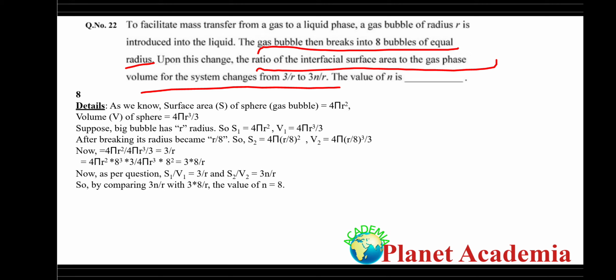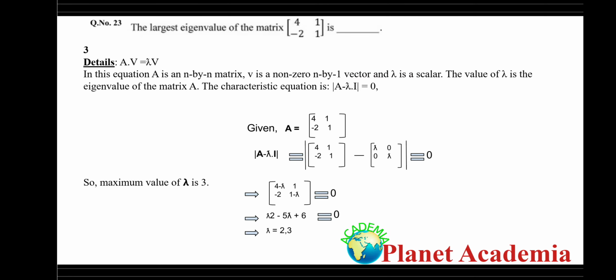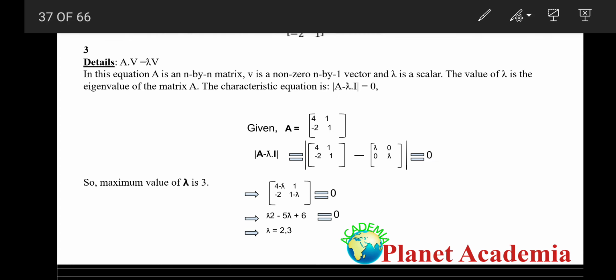Now go to the second question, question number 23. The largest eigenvalue of the matrix 4 minus 2 1 1 is? Okay, so just going step by step.